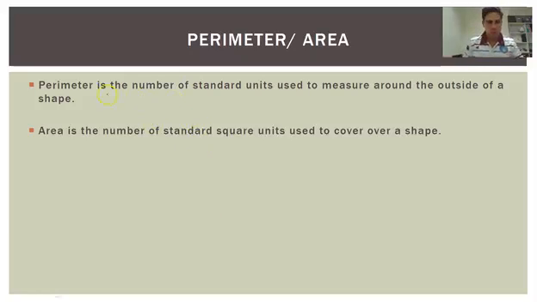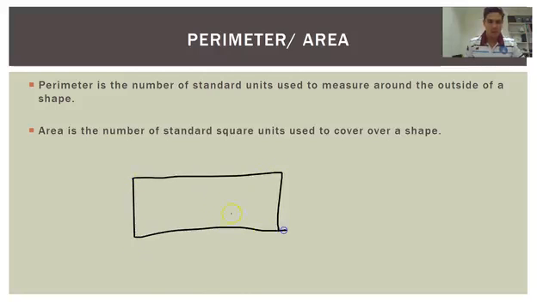So just to review the difference between perimeter and area, we're thinking of perimeter as the standard units used to measure around the outside of a shape. Okay, so if here I've got my shape, and this distance from here to here is 1 standard unit, then it's 2 standard units, 3 standard units, 4 standard units across the top. It might be 1 standard unit and 2 standard units along the side here. So you could say its length is 4 standard units, its width is 2 standard units.